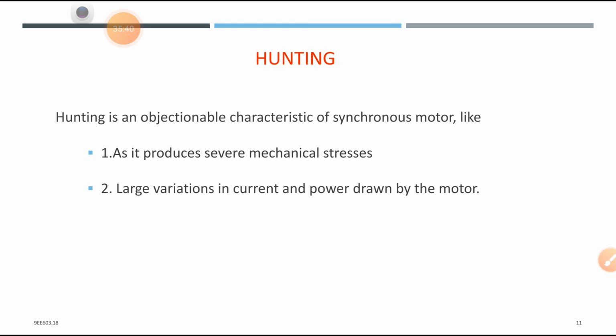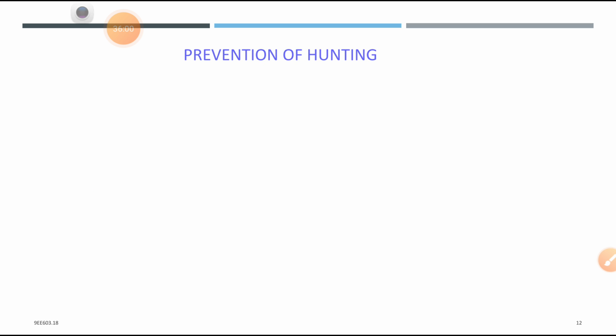Similarly, here also what will happen? A large variation in current and power drawn by the motor from our supply. Hence, we require to prevent hunting. Now we have seen what hunting is and what the causes of hunting are, and how we are going to prevent hunting, we are going to learn. So, the main prevention of hunting.